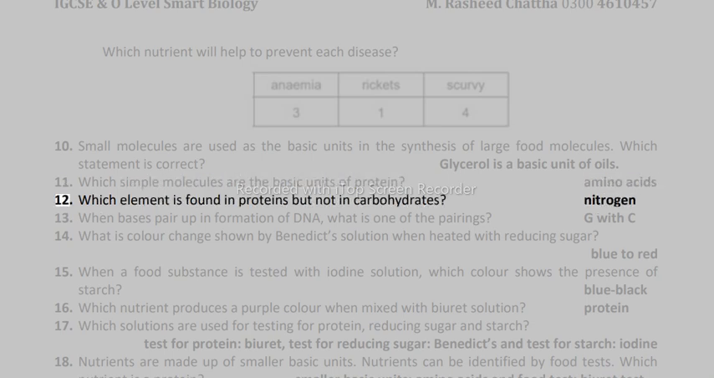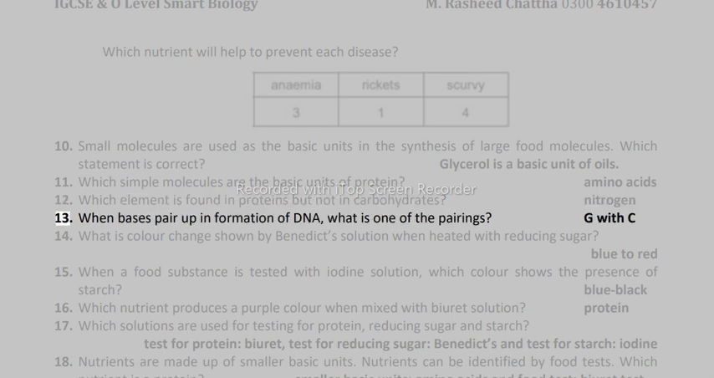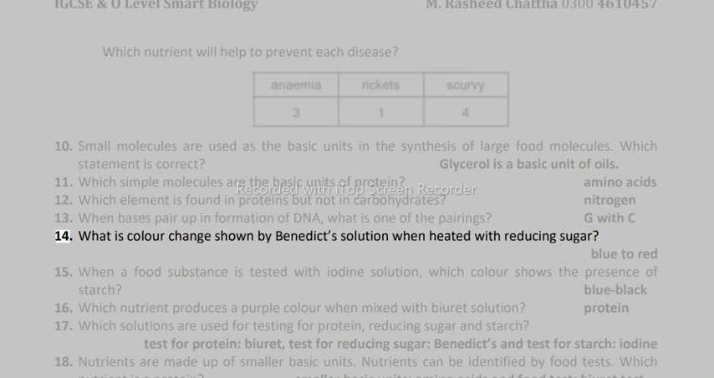Amino acids. 12. Which element is found in proteins but not in carbohydrates? Nitrogen. 13. When bases pair up in formation of DNA, what is one of the pairings? G with C. 14. What is the color change shown by Benedict's solution when heated with reducing sugar?